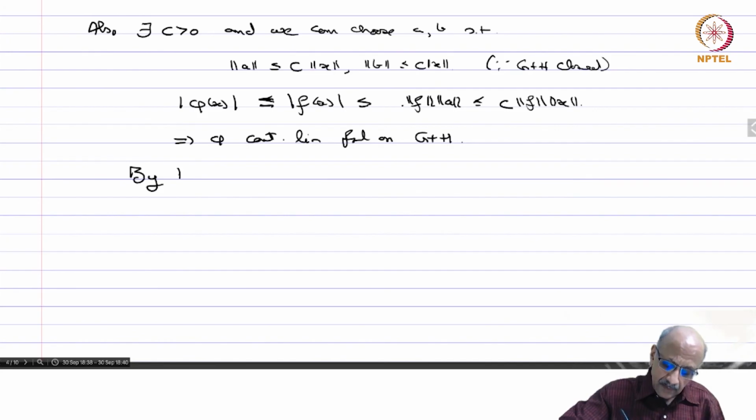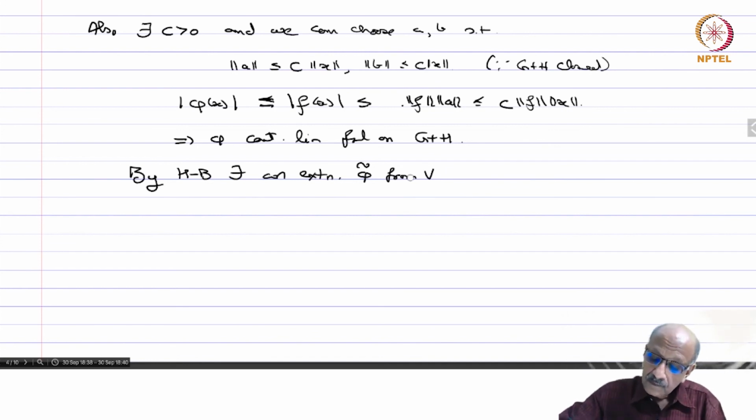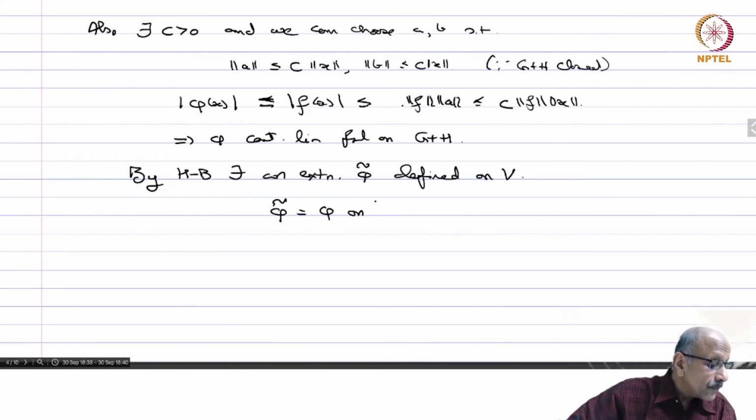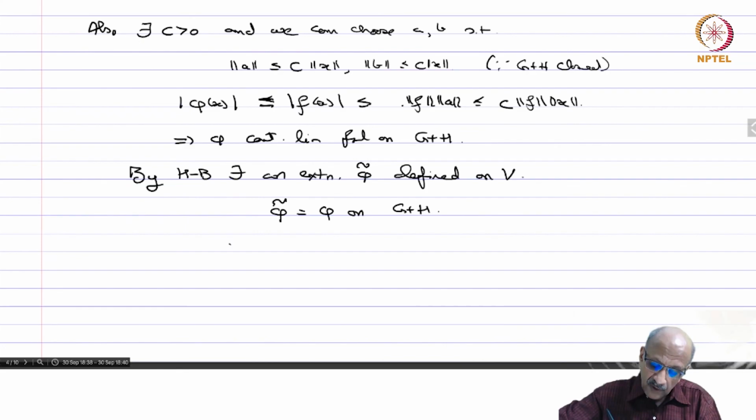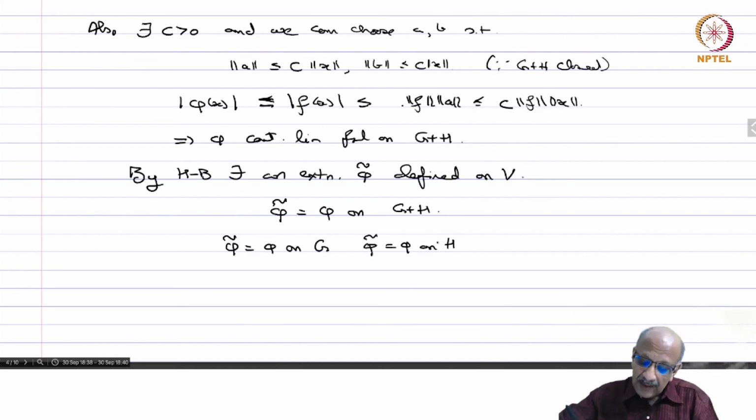Therefore, by Hahn-Banach, there exists an extension phi tilde defined on V. So phi tilde will be equal to phi on G plus H. Therefore phi tilde equals phi on G and phi tilde equals phi on H independently, and this is equal to 0 because phi is 0 on H, because any element in H can be written as 0 plus itself, and therefore f of 0 is 0. So on H this function phi is just 0.